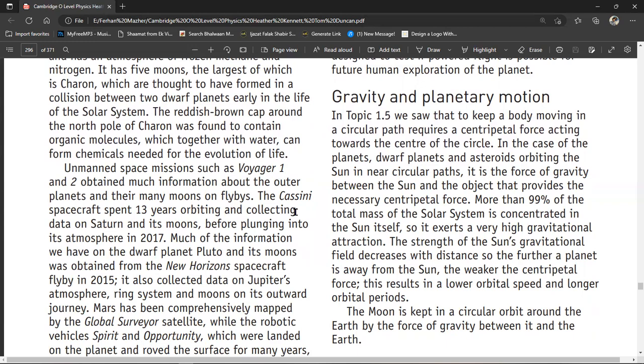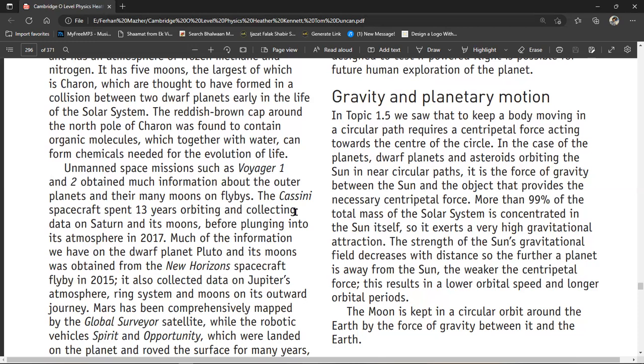More than 99% of the total mass of the solar system is concentrated in the sun itself, so it exerts a very high gravitational attraction. The strength of the sun's gravitational field decreases with distance. So the further a planet is away from the sun, the weaker the centripetal force. This results in a lower orbital speed and longer orbital periods.